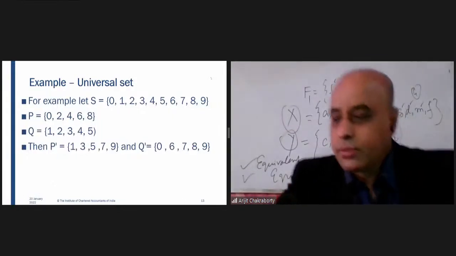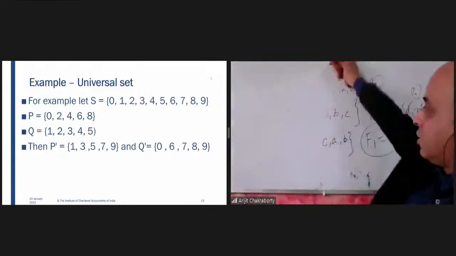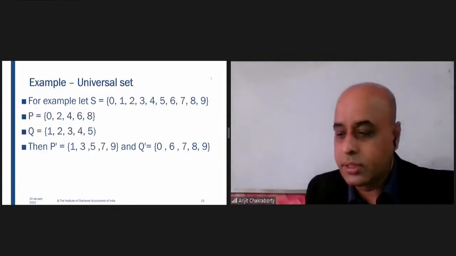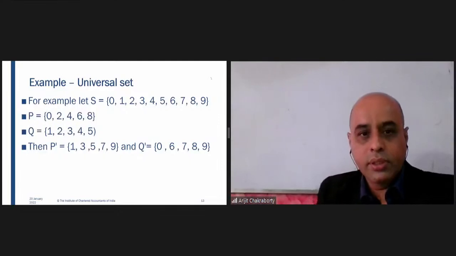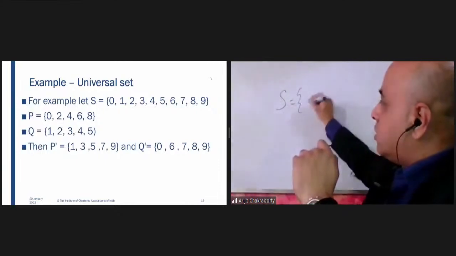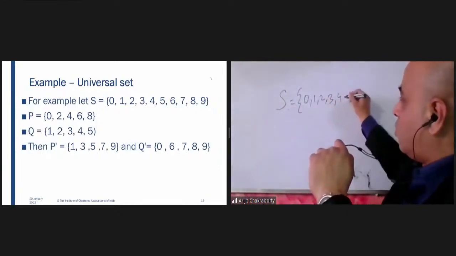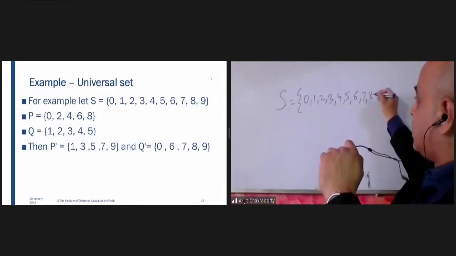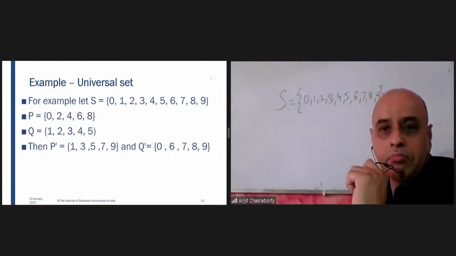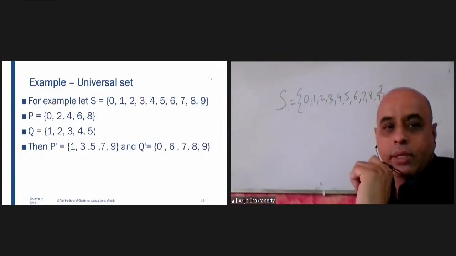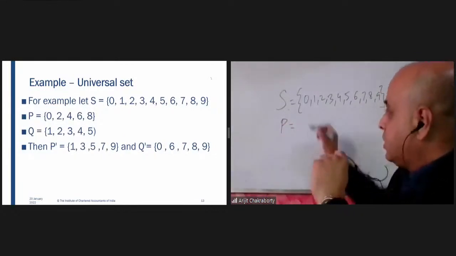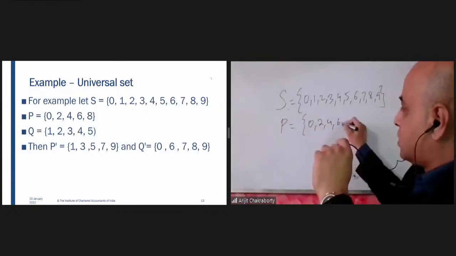Okay. So this is a very important point, and I request all of you to kindly pay attention and listen to this concept of universal set. So in the universal set, let me take the set here, S equal to 0, 1, 2, 3, 4, 5, 6, 7, 8, and 9. So it is a set of all integers below 10. Okay. Now I am taking a set P. P is 0, 2, 4, 6, 8.